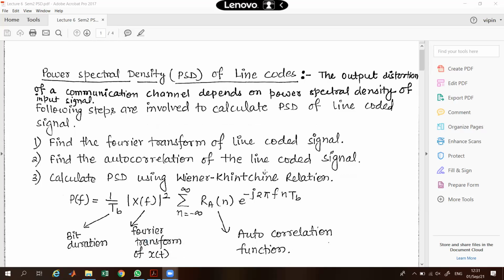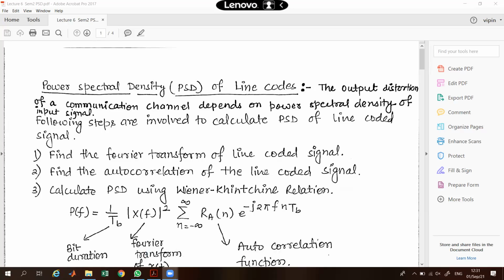Good afternoon, everyone. In today's lecture, we are going to do power spectral density of line codes, as we discussed about line codes in the previous chapter. Basically, the output distortion of a communication channel depends on the power spectral density of an input signal. And the following steps are involved to calculate the PSD of a line coded signal.